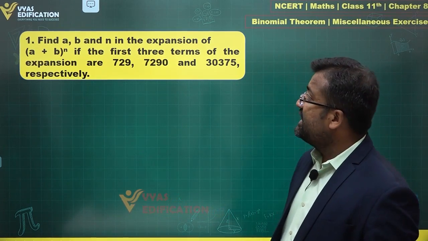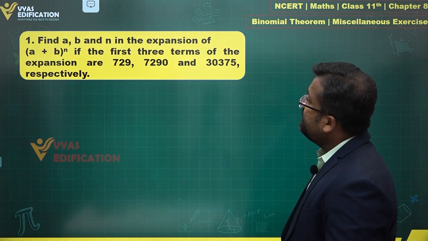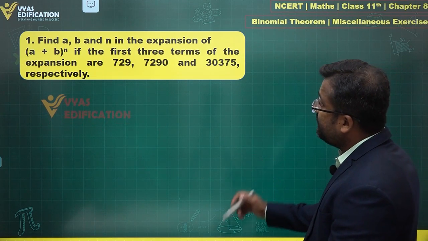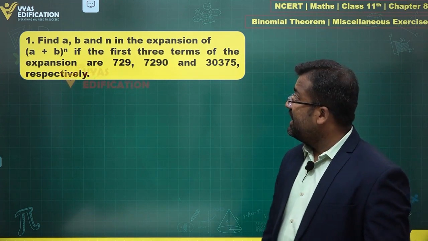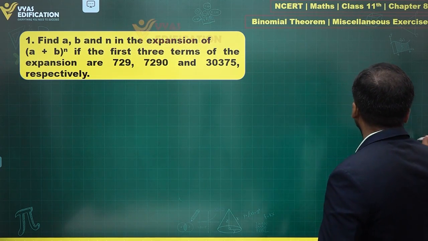What does the question say? Find a, b and n in the expansion of (a + b) whole power n if the first three terms of the expansion are this, this and this respectively. So we're supposed to find a, b and n. There are three unknowns and there are three conditions, right? Let's use those conditions to solve this question.